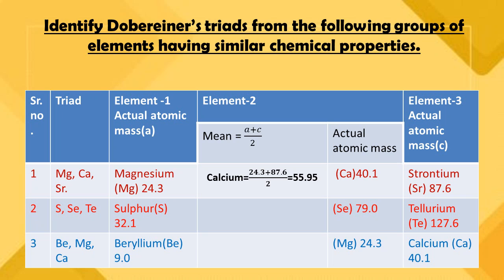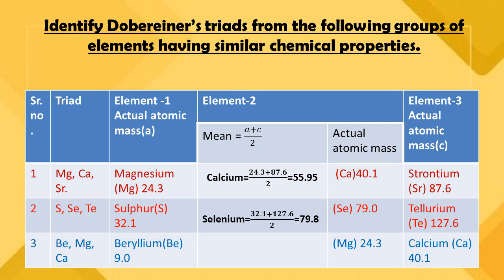Okay, now the second is sulfur, selenium and tellurium. The middle element is selenium, and the atomic mass of selenium should equal the mean of the atomic masses of sulfur and tellurium. After calculating, we get the answer 79.8, and the actual atomic mass of selenium is 79.0. That means it is approximately the same. So sulfur, selenium and tellurium is a Dobereiner's triad.